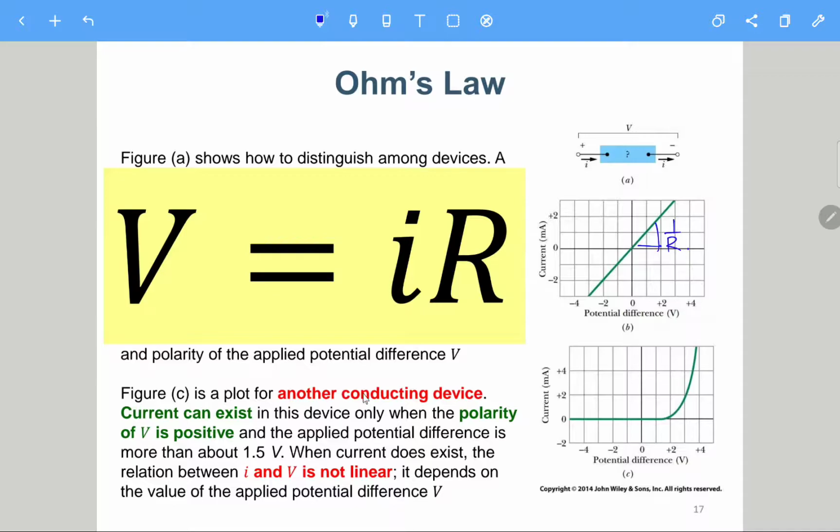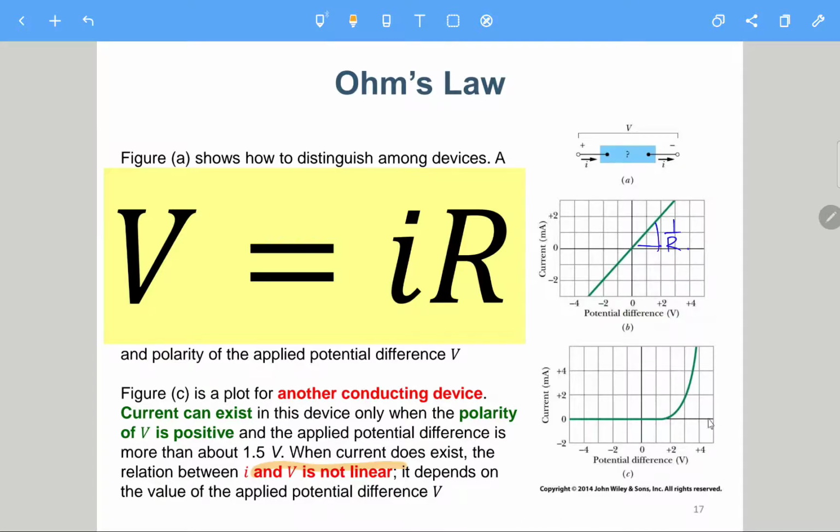And another conducting device, this is not actually a conductor, but a conducting device, in which current can exist only when the polarity is positive. So it is not a linear relationship between the potential difference and the current. And when the current does exist, the relationship between I and V is not linear. This is very important. It depends on the value of the applied potential difference V.